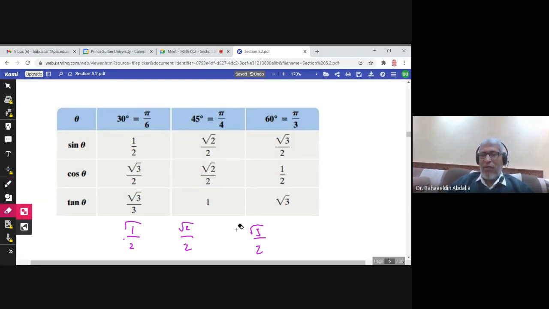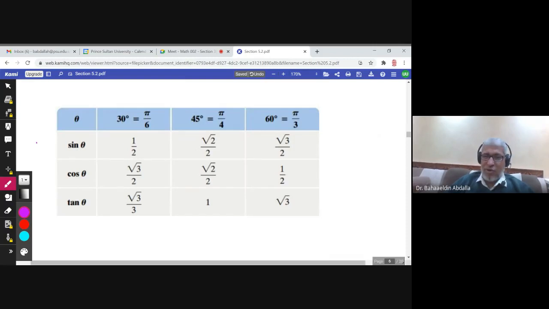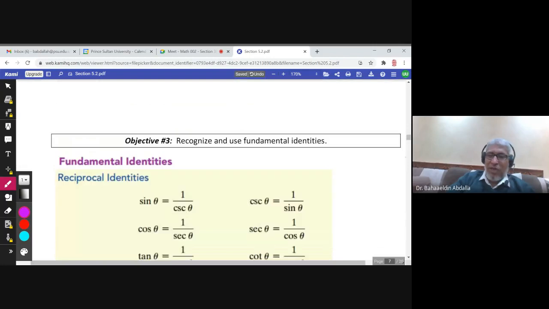For tan it is easy. We will learn in a while that tan theta is actually sine theta over cosine theta. So don't worry about tan. To find tan, you divide sine over cosine. So you need to memorize sine and cosine for these special angles.